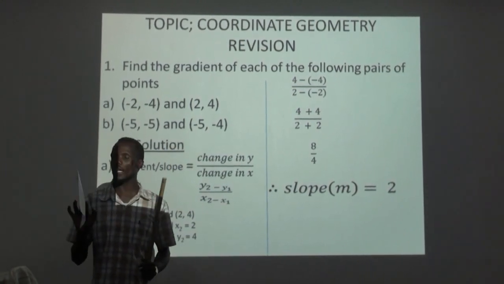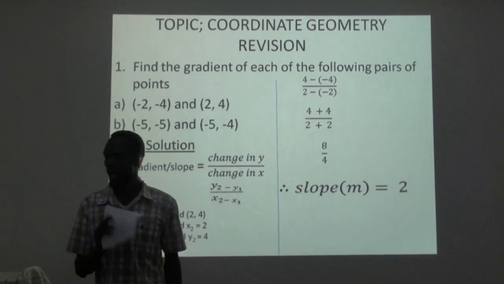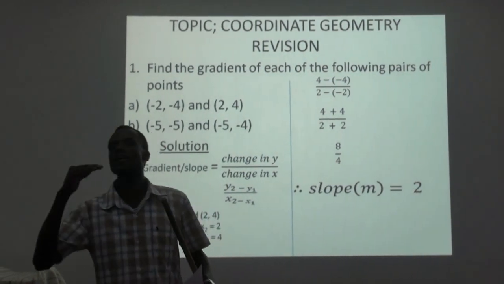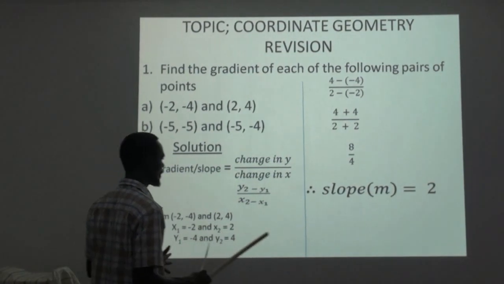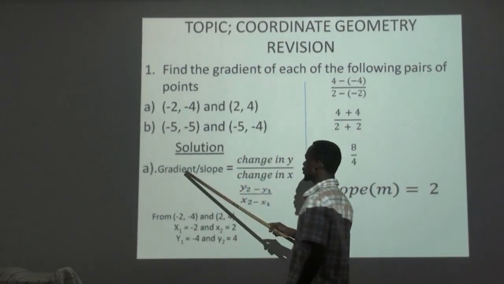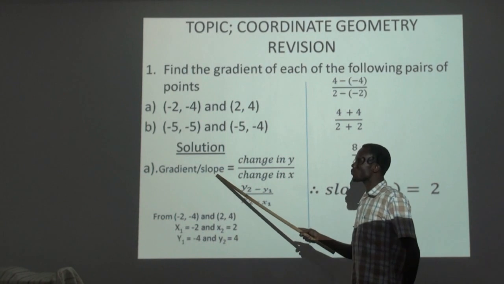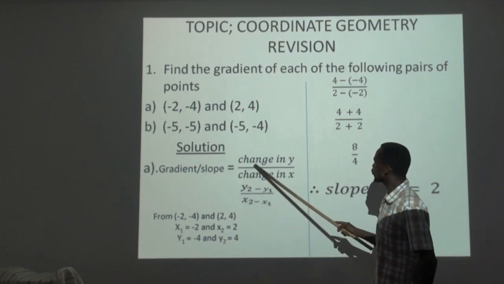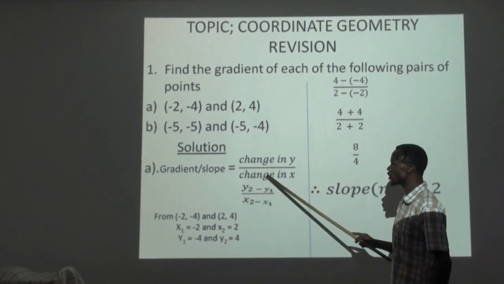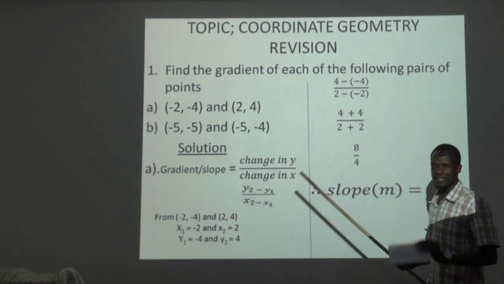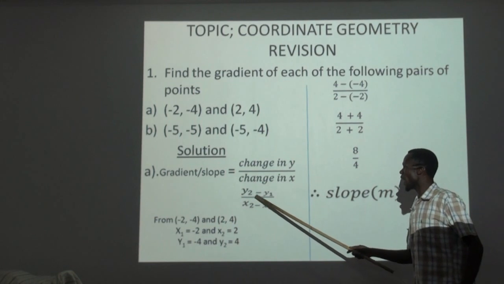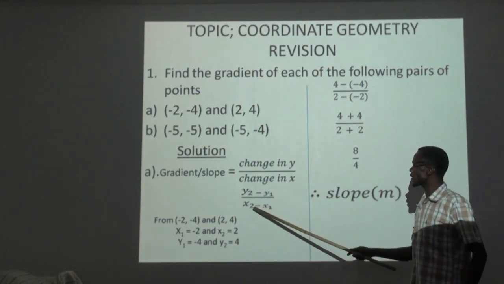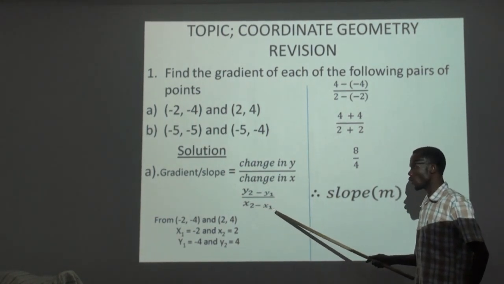Now, we are looking for the gradients. As I've been telling you, the gradient means a slope. So, the formula for calculating the gradient: solution. Gradient, that is, slope, is equal to change in y over change in x. And when I say change in y over change in x, I mean y2 minus y1 over x2 minus x1.